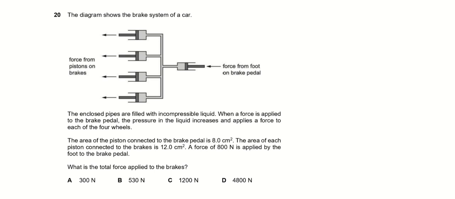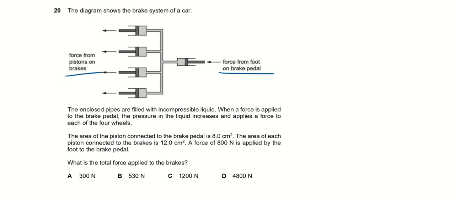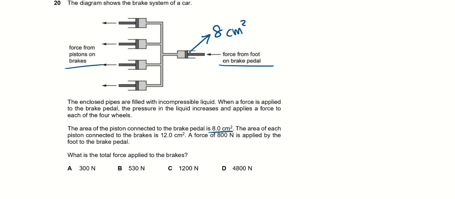For question 20, it shows the brake system of a car. The force from the foot on the brake pedal, the force from the piston on the brake. The enclosed pipes are filled with incompressible liquid. When a force is applied to the brake pedal, the pressure in the liquid increases and applies a force to each of the four wheels. The area of the piston connected to the brake pedal is 8 cm square, so you need to identify where this is. The area of each piston connected to the brakes is 12 cm square. A force of 800 newtons is applied by the foot to the brake pedal. What is the total force applied to the brakes?